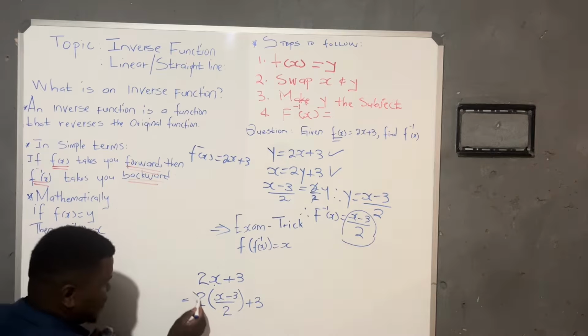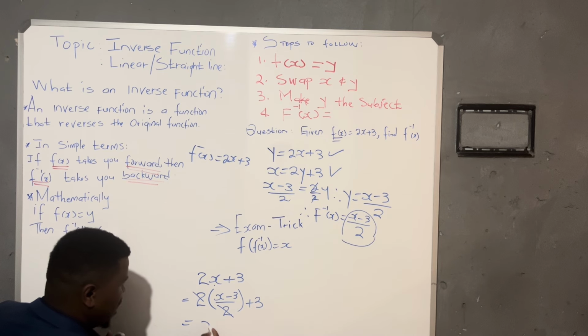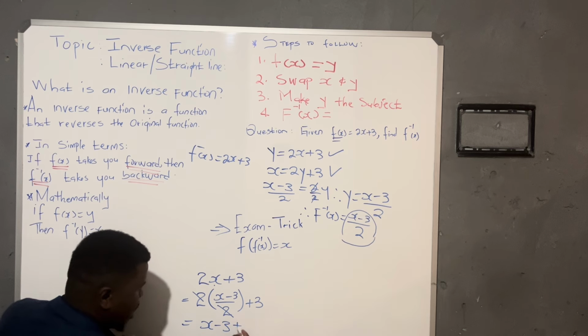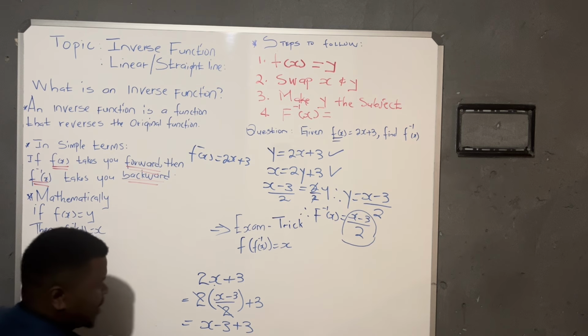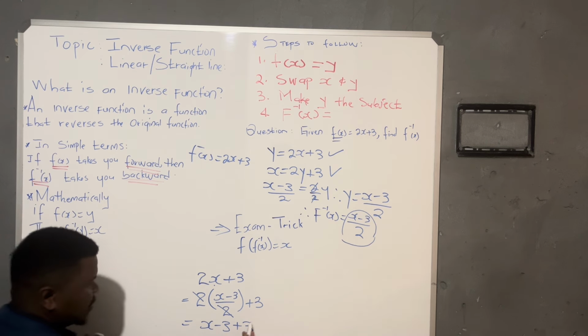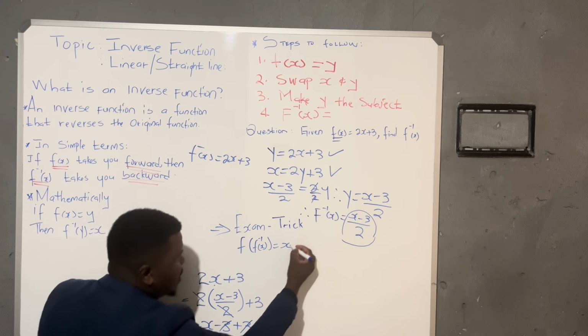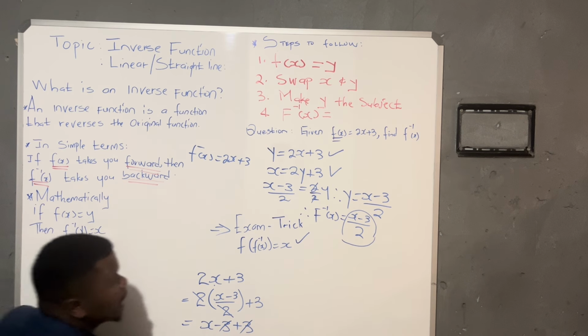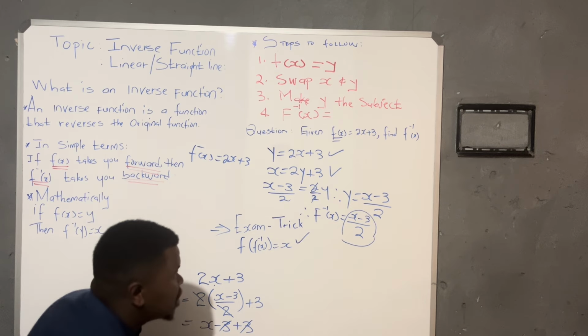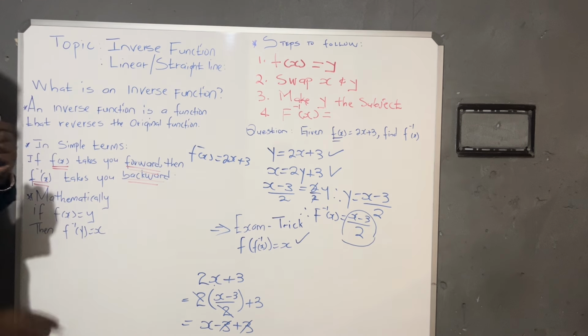Now, let's do that. This cancels that. So you are left with x minus 3 plus 3. Now, what does this give us? 3 minus 3, they cancel. Your answer is x. So it proves that the solution for the inverse is correct.